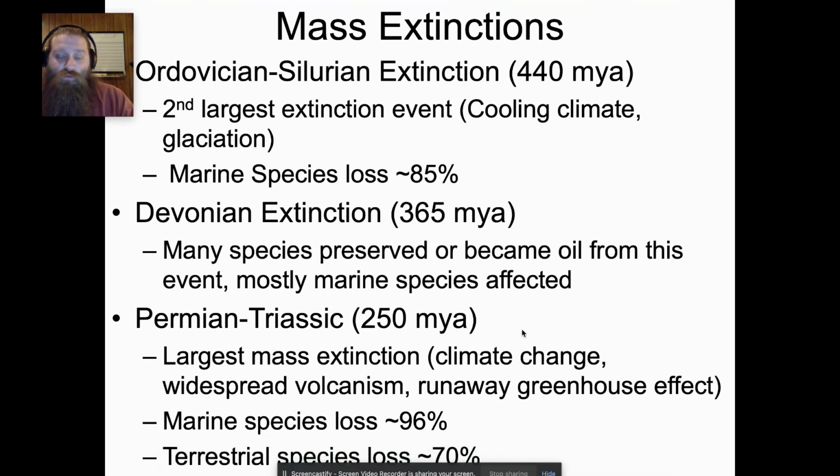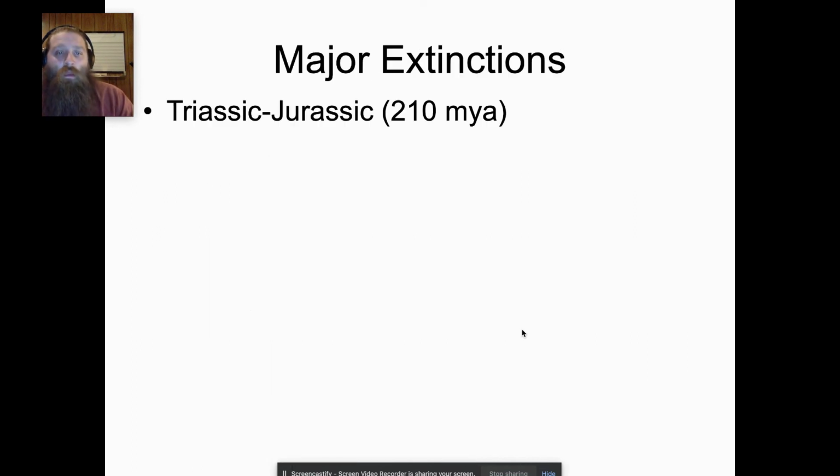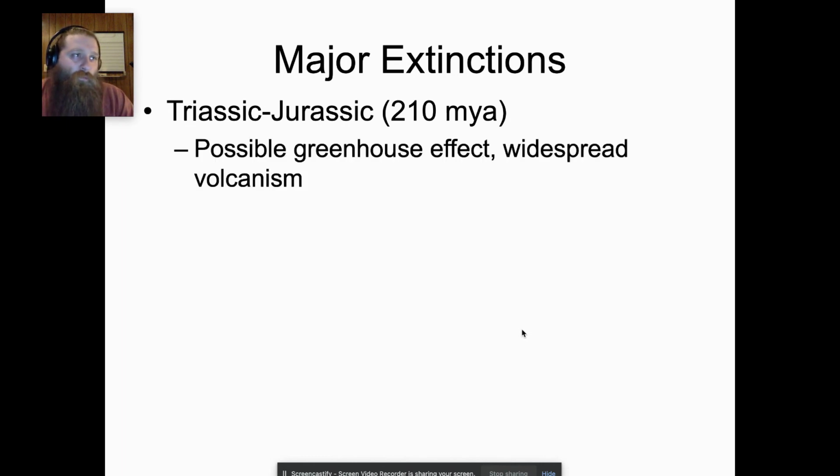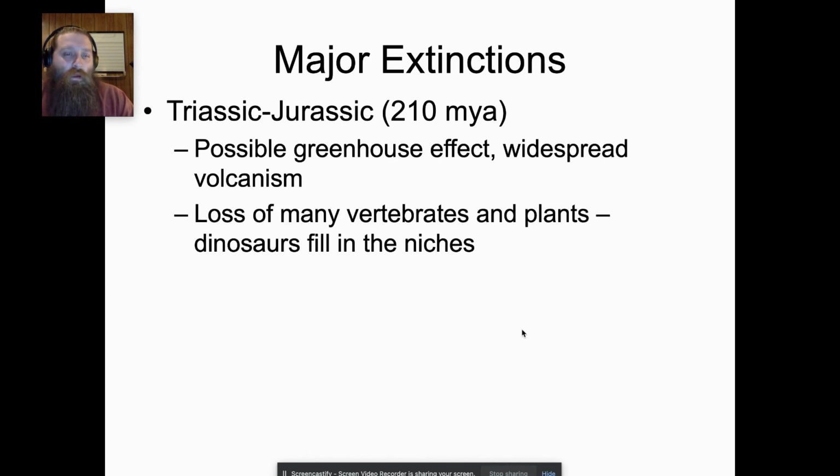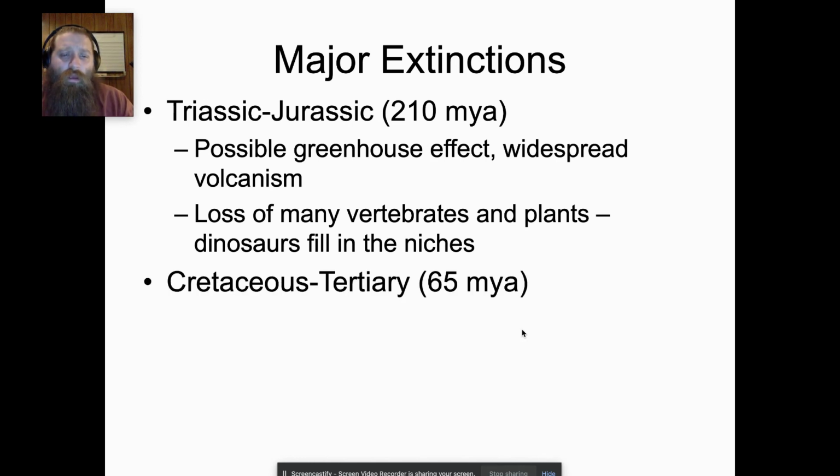About 96% of the marine species in the fossil record are thought to have died out at that time. And of the land-going species, about 70%. Now, there was another one at the Triassic-Jurassic boundary, again, thought to be caused by greenhouse effect, perhaps from volcanoes. There were a tremendous number of vertebrates and plants that were lost, but this actually led to the rise of the dinosaurs. We also have the Cretaceous Tertiary extinction.